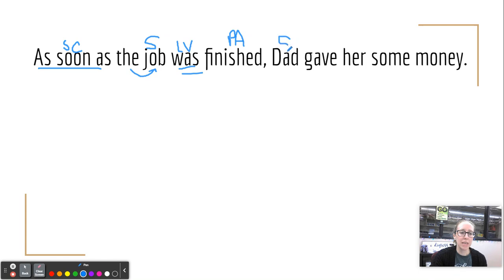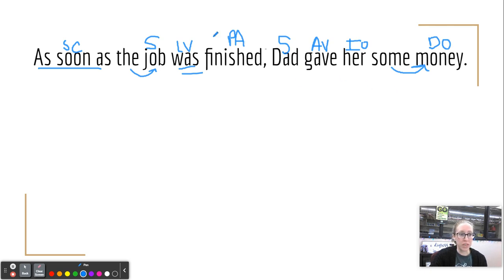So in our independent clause, dad is our subject, gave is our action verb. Dad gave what? Money is our direct object. And then we've got some stuff in between. So we want to follow up with the question to whom. Dad gave money to whom? Her is our indirect object. So we actually have an indirect object in this sentence as well. And then some is describing the amount of money that was given. Okay, now we are ready to diagram this.